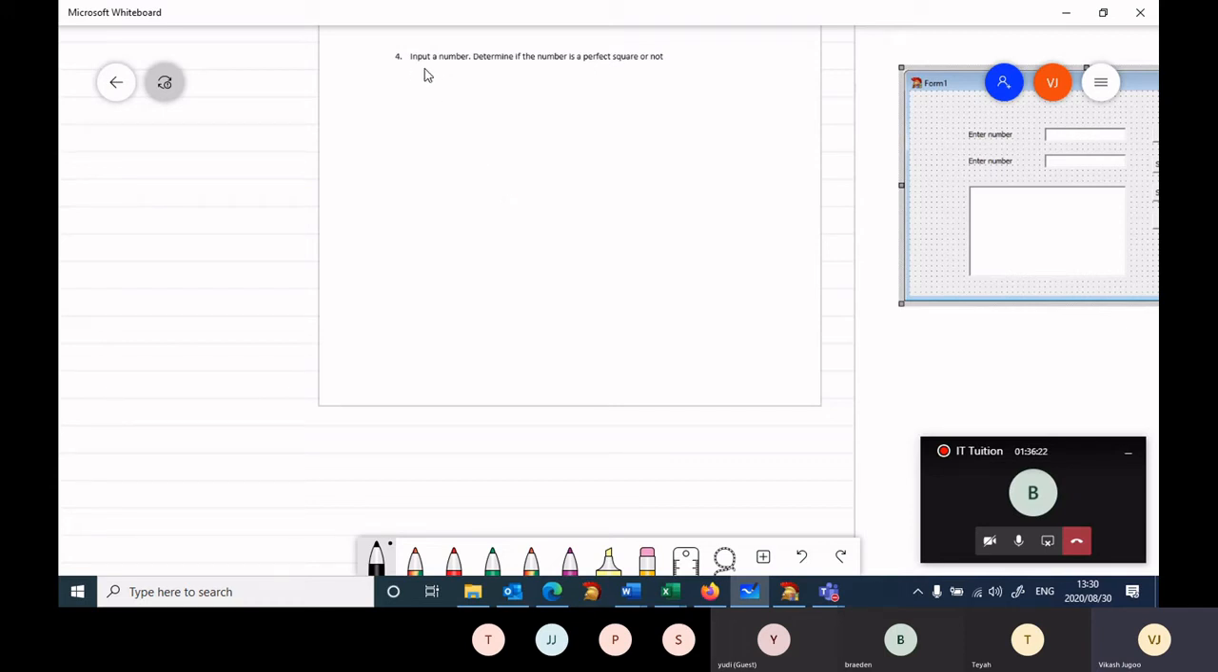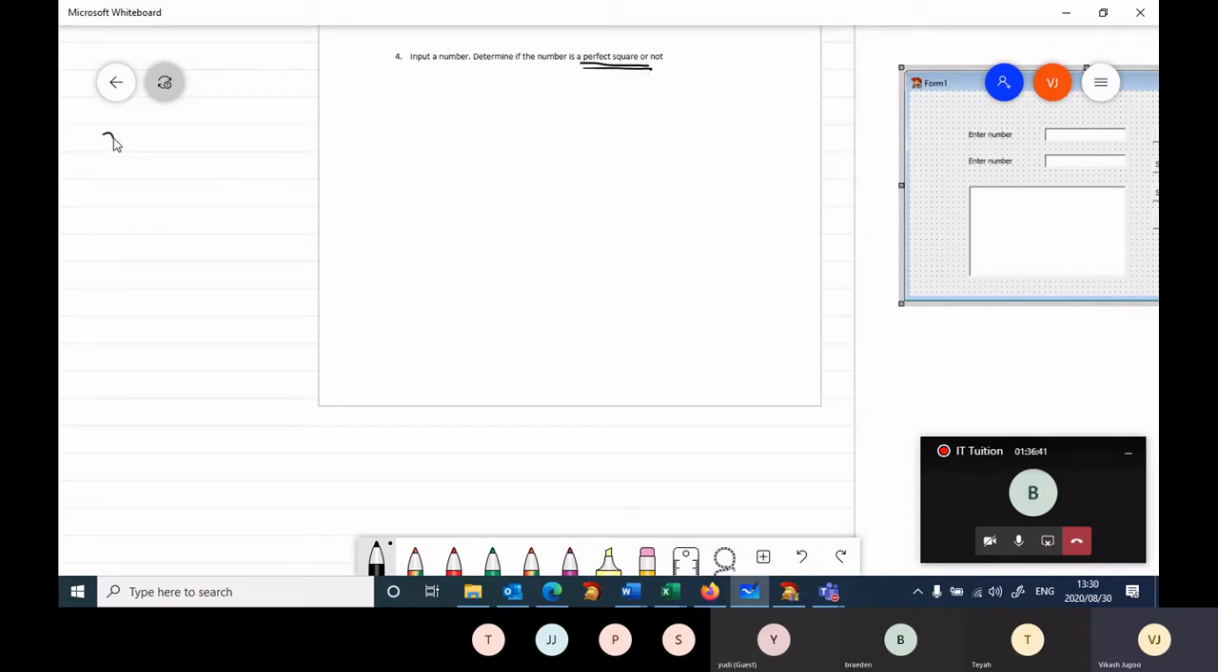In this question, we need to input a number. Again, we're going to get the number from the first edit box, EDT num1, and we are going to determine if that number is a perfect square or not. So what is a perfect square?